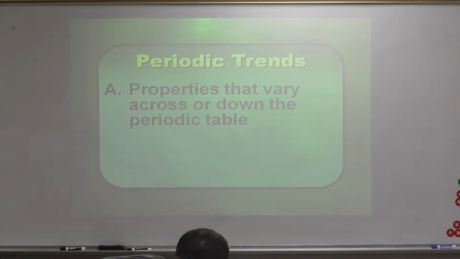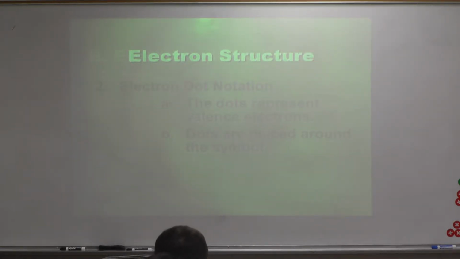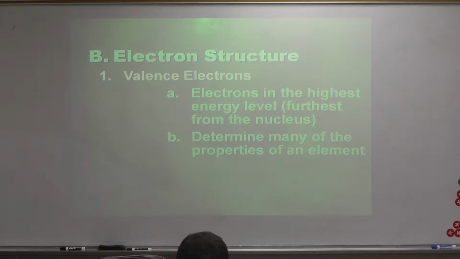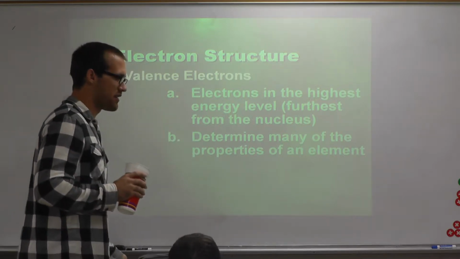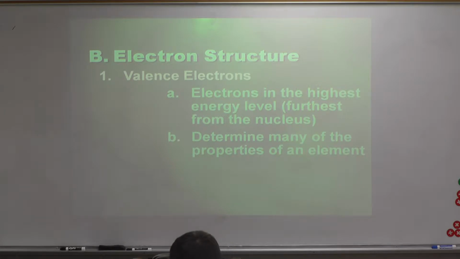You get that all, Everett? Got it? Alright. First trend is your valence electron trend. We've already talked about your valence electron trend, but we're going to do a little notation of these called electron dot notation, which I'll explain in a second.